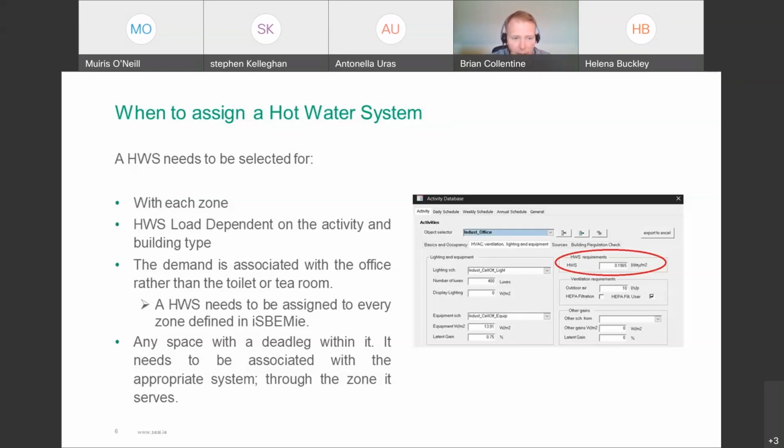And that's why you have to select some sort of hot water system for each and every zone. Also, any space with a dead leg within it needs to be associated with that appropriate system through the zone it serves.